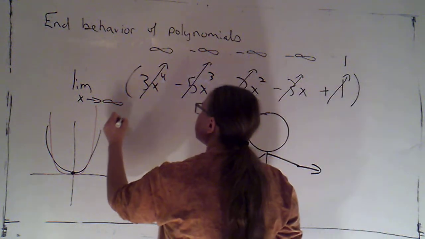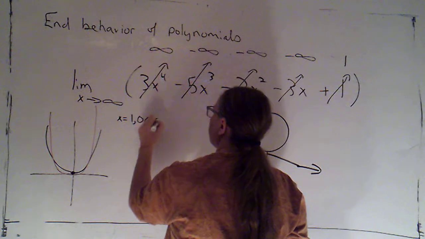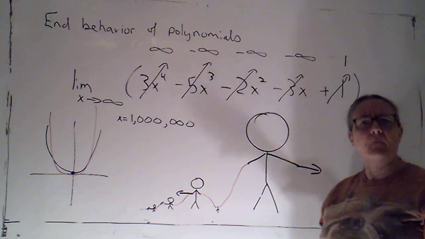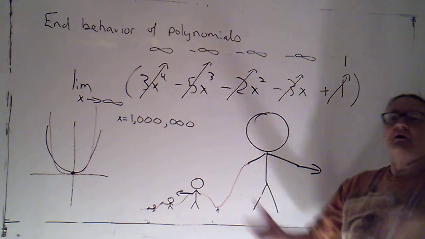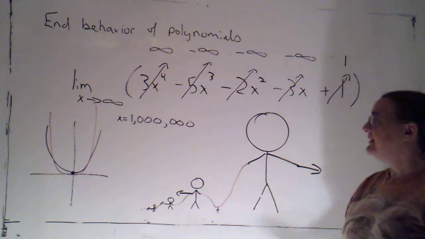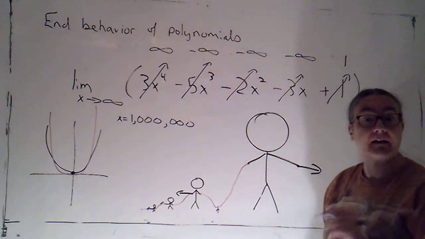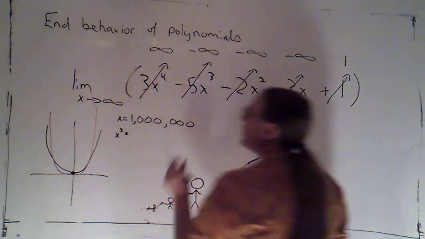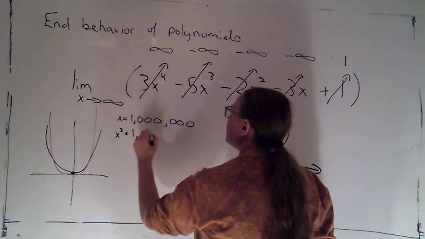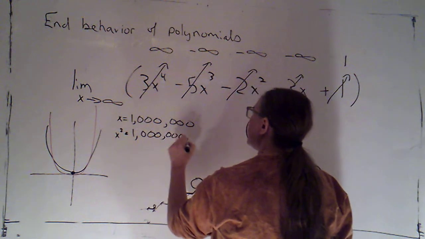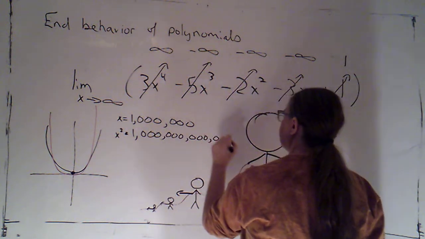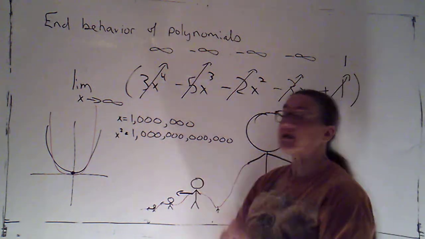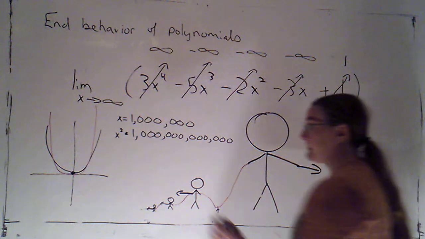Just to see this with numbers instead of pictures. If x is 1 million, now I think of 1 million as being a fairly big number, okay? Compared to infinity, it's minuscule, but I think of that as being fairly big. Now, x squared would be 1 followed by, instead of 6 zeros, 12 zeros. So let's see, that's thousands, millions, billions. x squared is 1 trillion.